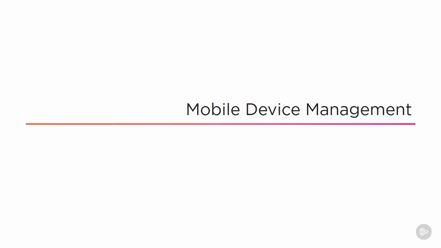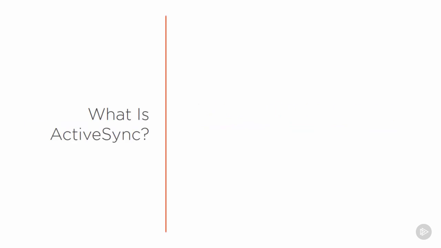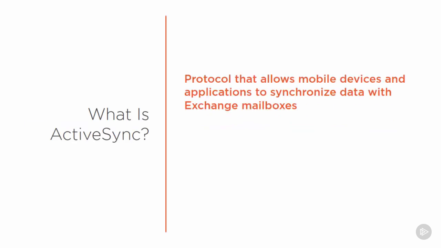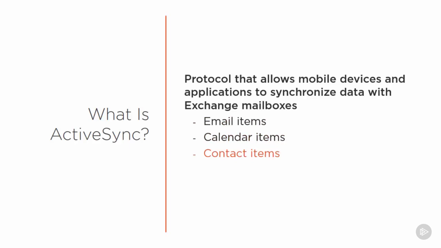So now that we've dealt with the mailbox policies to achieve Globomantics' requirement of disabling users from initiating their own remote device wipes, let's have a look at what's also available in mobile device management. First of all, what is ActiveSync? ActiveSync is the protocol that allows mobile devices and applications to synchronize data with Exchange mailboxes. So that means that they'll be able to synchronize email items, calendar items, contacts, and tasks.